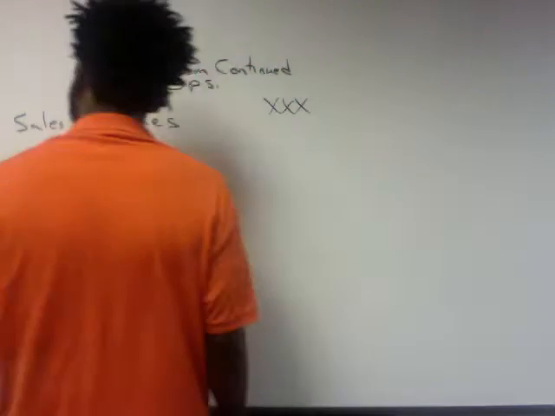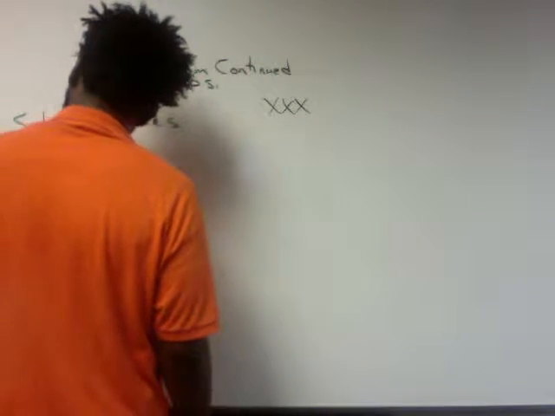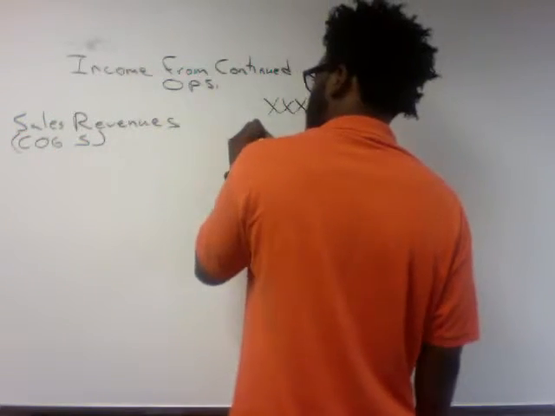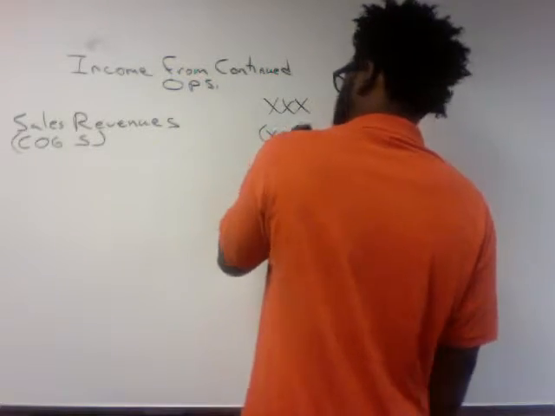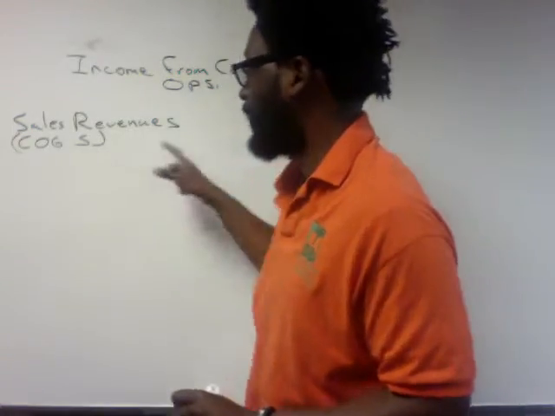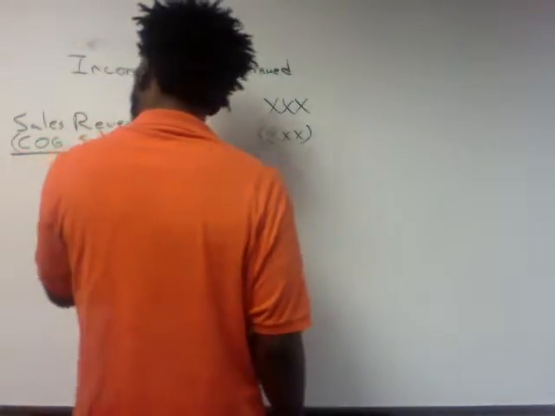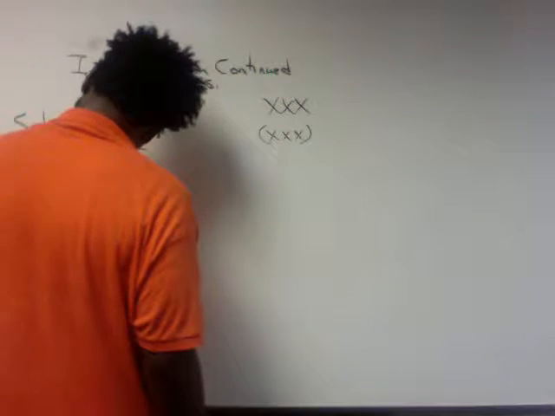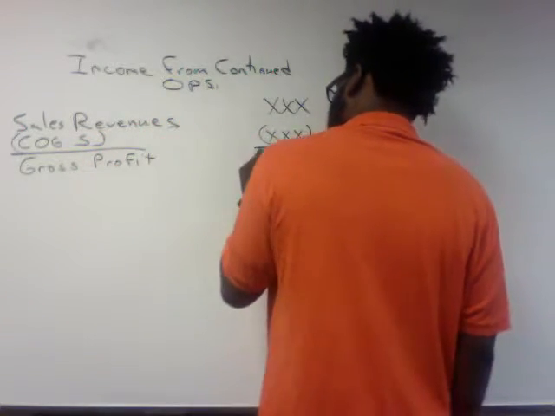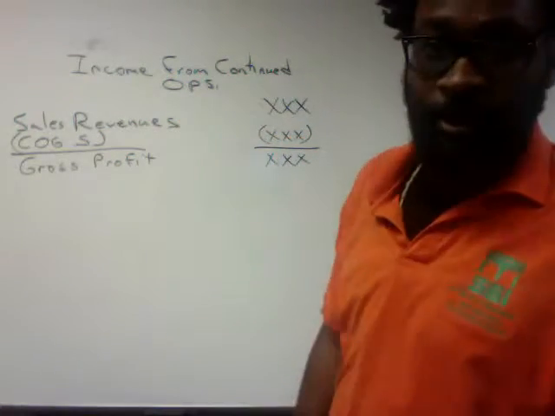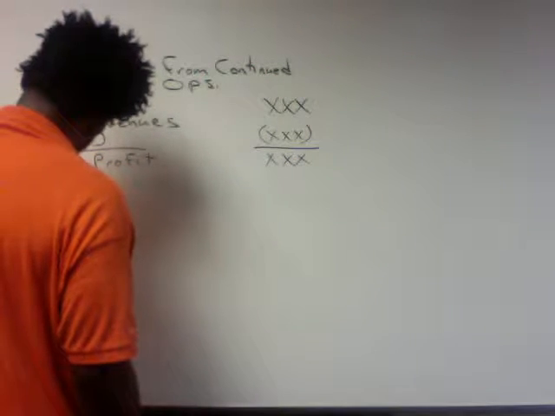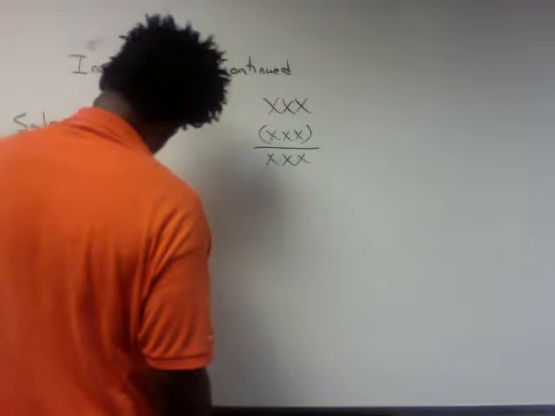Right under your sales revenue, you're going to subtract your cost of goods sold, right? And we know what cost of goods sold is. Cost of goods sold is simply that expense that is created whenever you sell an asset or sell inventory, right? So we're going to subtract cost of goods sold. Cost of goods sold is going to give us gross profit. So once you get your gross profit, you're going to start to subtract your operating expenses.